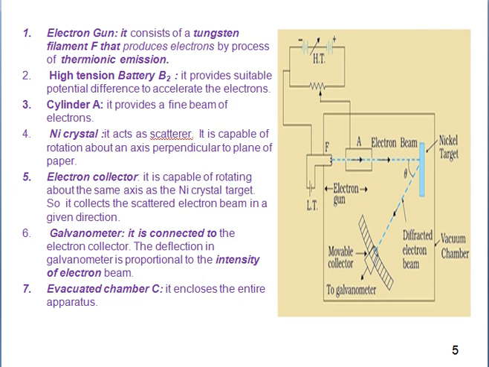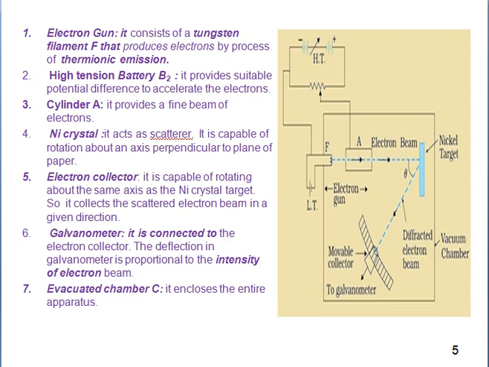Next, the high tension battery. We connect the filament to the low tension battery, and the other terminal to the high tension battery. The high tension battery provides the suitable potential difference to accelerate the electrons. So the filament emits the electrons, and these electrons are accelerated by the high tension battery.